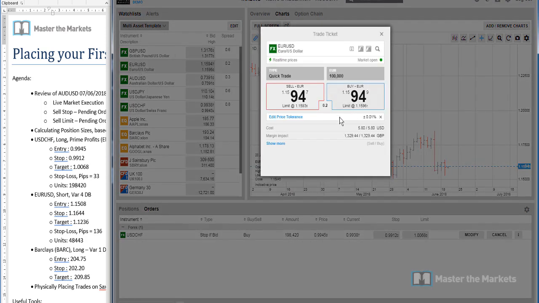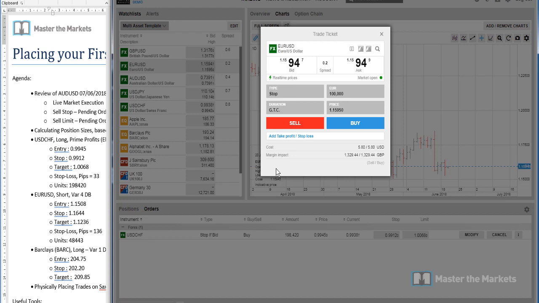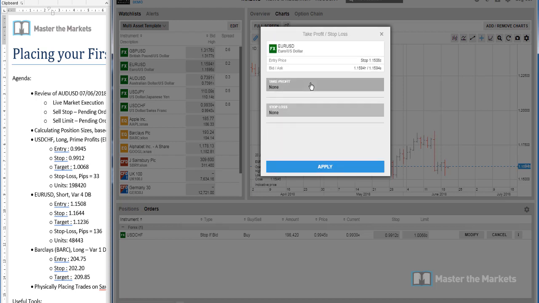double click on the Euro dollar, and of course we need to change type to stop once again. We need to key in the number of euros that we are going to sell. Number of units, 48,443, and press enter there. What price am I going to sell the market at? The entry is 1.1508. Add the take profit and the stop loss.